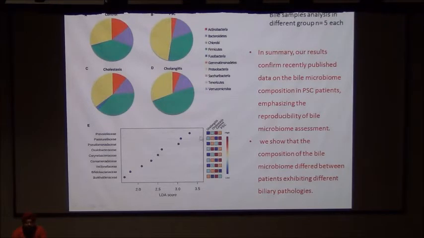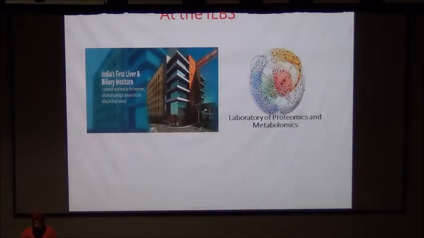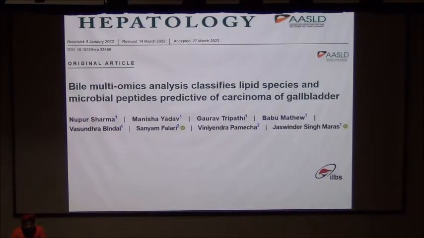So with different biliary pathologies, the bacteria that accumulate in the bile are different. But what we have done at ILBS, in collaboration with the Department of Surgery, is publish this paper this year, 2022: bile multiomic analysis classifies lipid species and microbial peptide predictive of carcinoma of gallbladder.